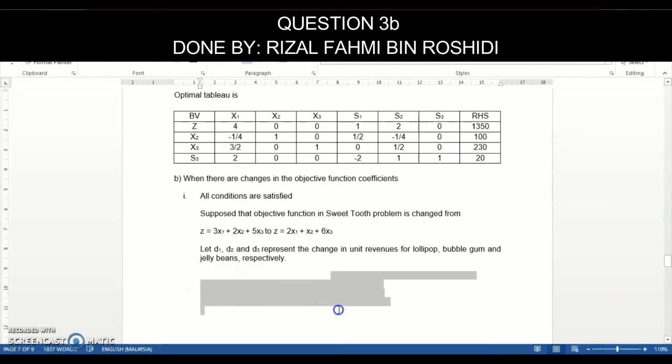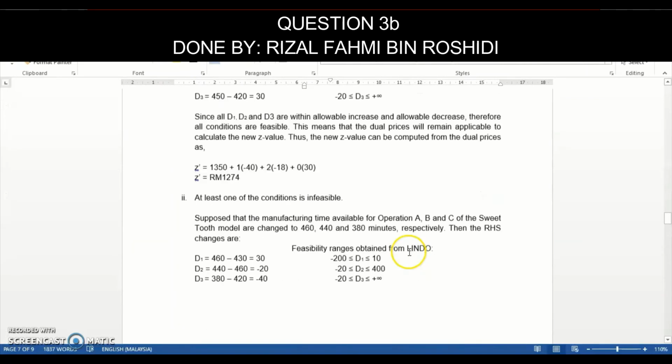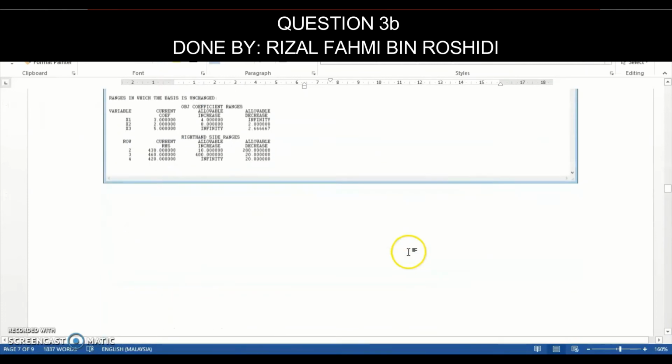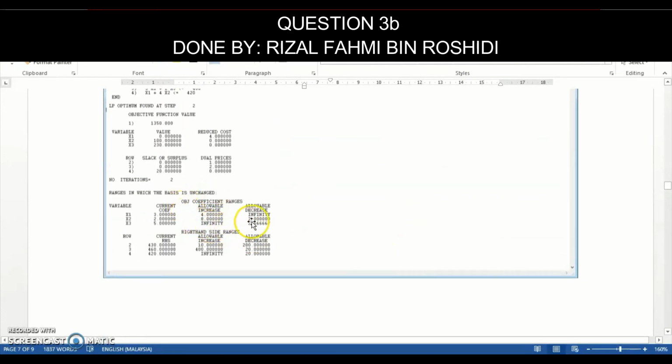And we're going to find the change for D1, D2 and D3 by subtracting the revenue of the new objective function from the original revenue of the objective function. As we can see here, D1 we get negative 1, D2 we get negative 1 and D3 we get 1. So we are going to take a look and compare with the optimality range obtained from Lindo solver. As we refer back to the solver Lindo that we have done, this is the optimality range, which is the allowable increases and the allowable decreases.